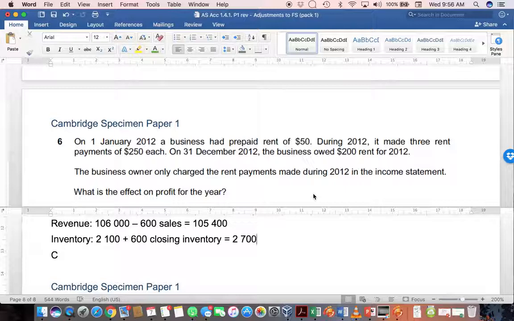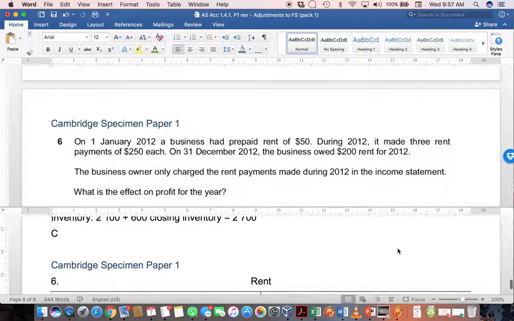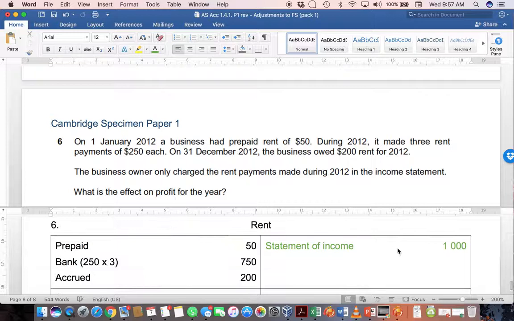Now, you would know you do need to take into account prepayments and accruals, but the business owner obviously is not very fluent in accounting and only charged the actual payments that were made. So that means that he only recorded that $250 times 3 payments, or $750. So let's have a look at what our rent account should have looked like. If we had a prepayment of $50, that would have been shown on the debit side as we'd paid it in advance, and it relates to an actual rent expense for this year.